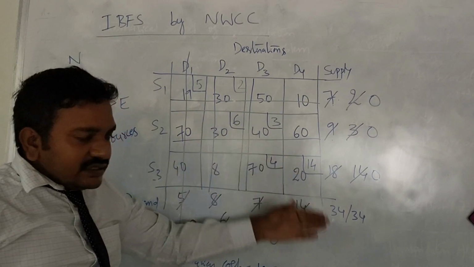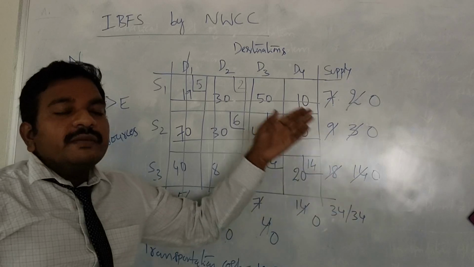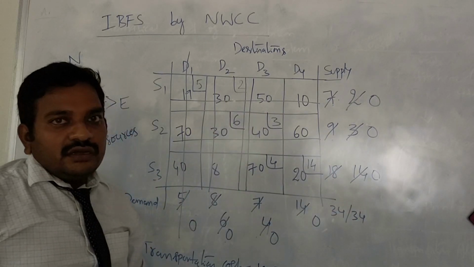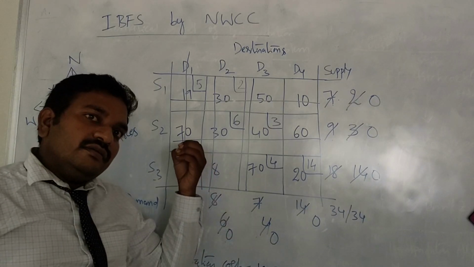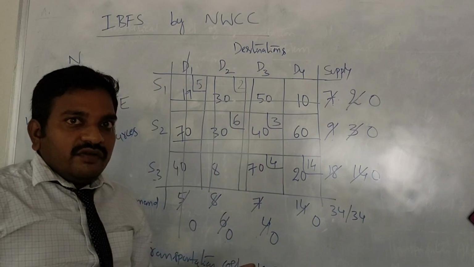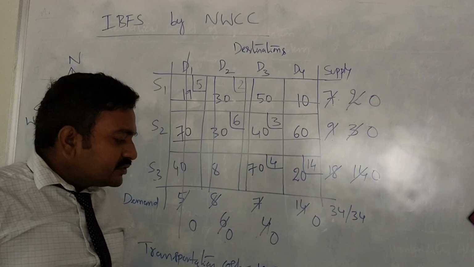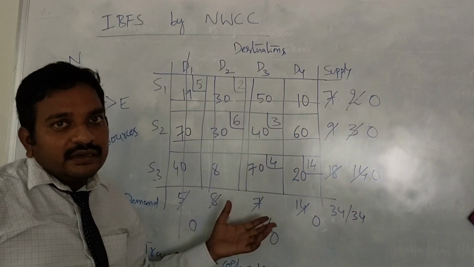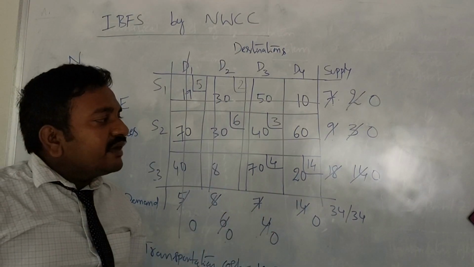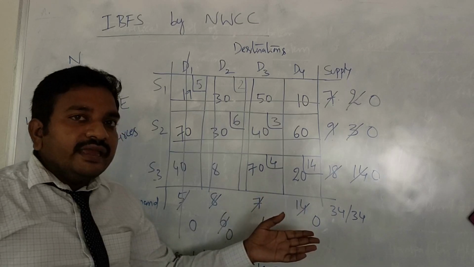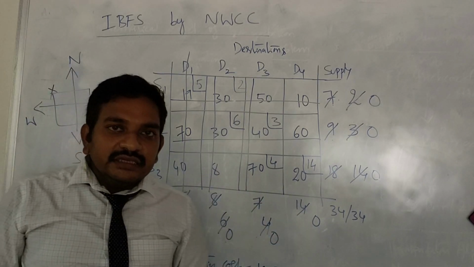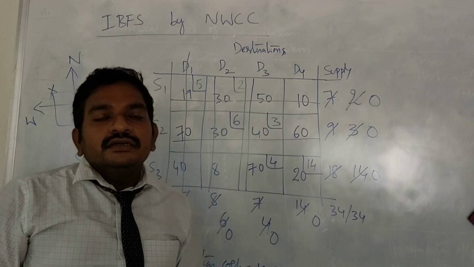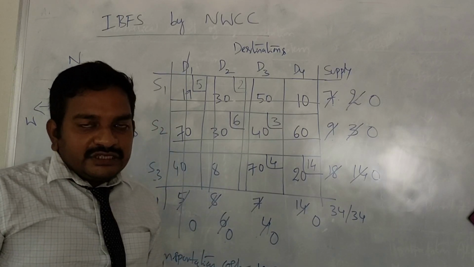Now after this we find out the optimality of this solution, whether it is right or whether we can decrease the cost to a greater extent. Is the solution optimal? We validate the optimality by 2 methods: the modified distribution method or the stepping stone method. We will see that in the next video.